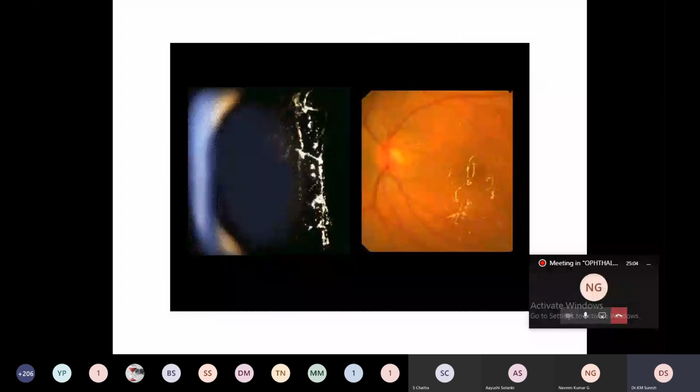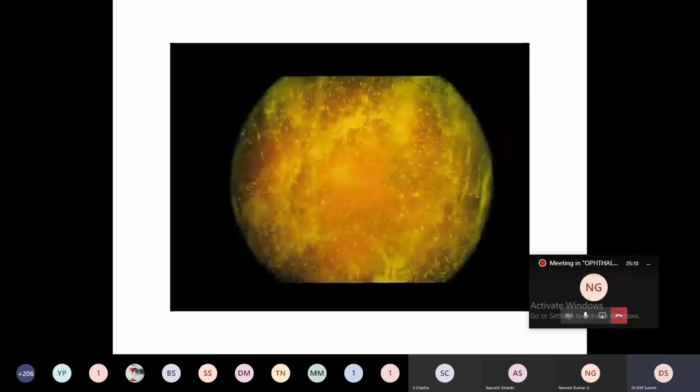This is the diagrammatic representation of the asteroid hyalosis, as you see with slit lamp biomicroscopy. This is another diagram which represents asteroid hyalosis.